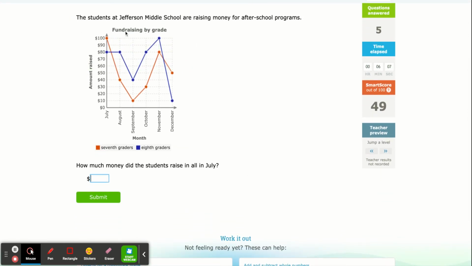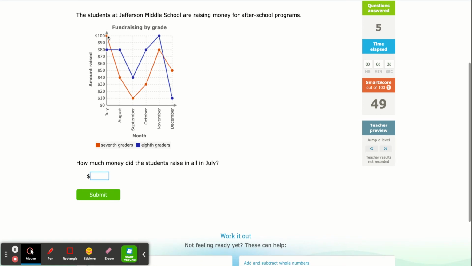Here is fundraising by grade, the amount raised. 7th grade is the orange line. The blue line is the 8th grade. And the question says, how much money did the students raise in all in July? So I don't care about all these other months. I only care about July, but I want the total of both the 7th and the 8th grade. So I add the 80 to 100 and get 180.